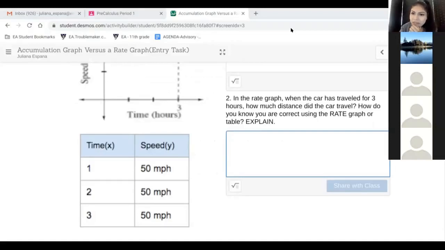So we had the idea of, do we multiply by 3? Who said that, by the way? Me, Juliana. Juliana. Okay, can you explain why you think we would multiply by 3? Because it says when the car has traveled for 3 hours, how much distance did the car travel? So I'm guessing it's not the same. And since it's still going the same amount of speed, since it's 3 hours, you would multiply it by 3. Yeah, that makes perfect sense. What does this group think?